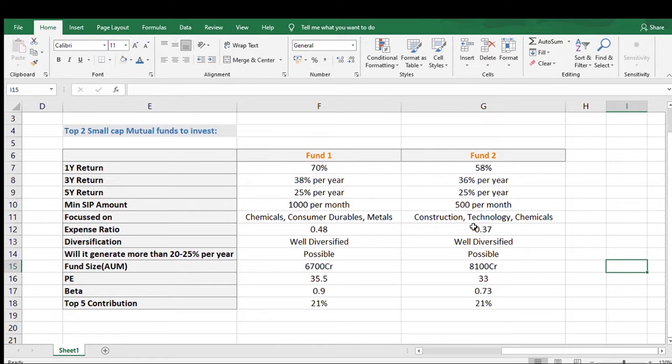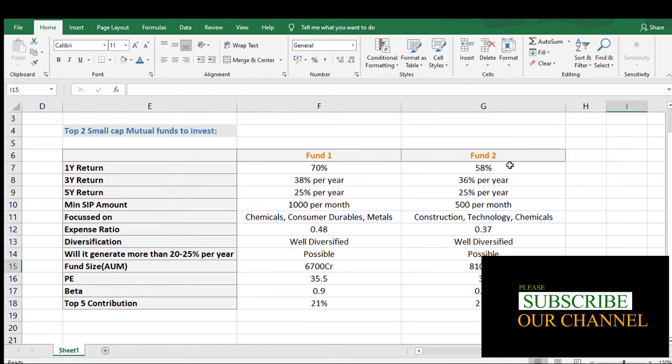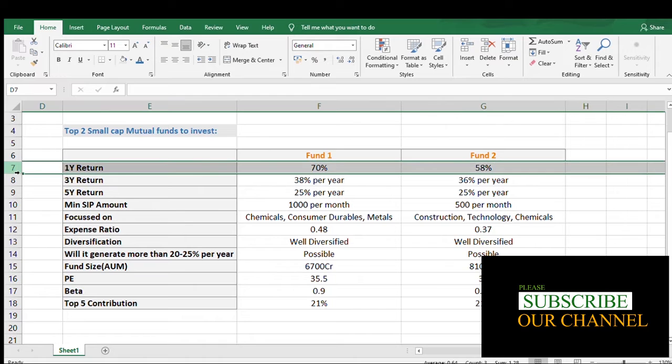The first factor is the 1 year return. Fund one has given 70% and fund two has given 58%. As you know, the last bull run gave excellent profits to all the stocks and the mutual funds. So in this analysis, we can't consider the 1 year return as a major one. So let's skip to the second one.